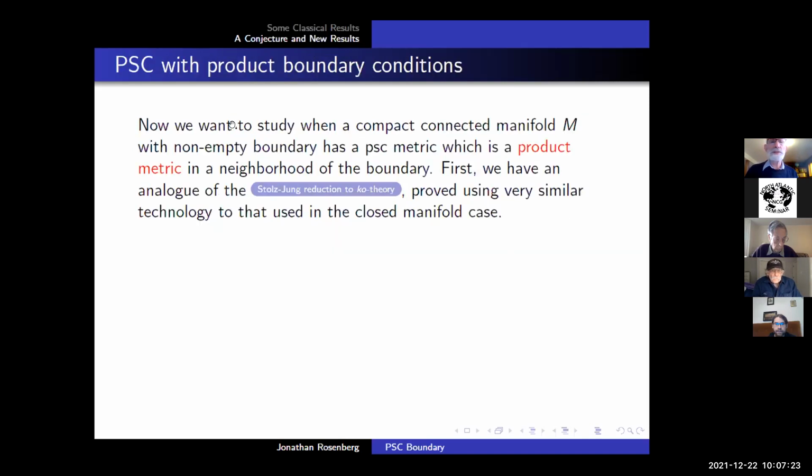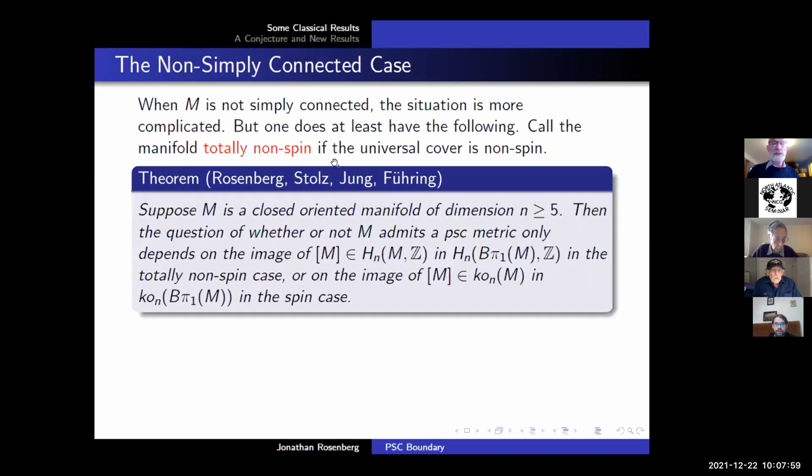Now we want to study positive scalar curvature with a product boundary condition. The question is this: suppose you have a compact connected manifold M. I guess before I called the manifold with boundary X, with non-empty boundary. When does it have a positive scalar curvature metric which is a product metric in a neighborhood of the boundary? The idea is to try to duplicate this theorem to the extent possible.